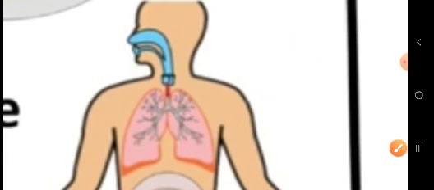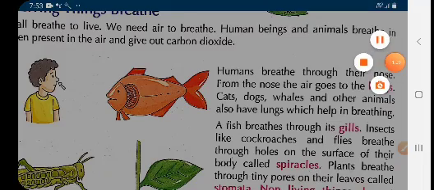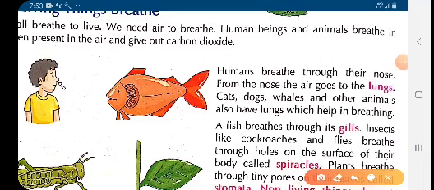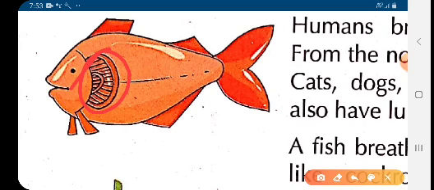Now there are some more animals such as cats, dogs, whales and other animals that also have lungs which help in breathing. Other than these, children, we can see some pictures here. Firstly, we'll see the picture of a fish. In the case of fish, children, fish have gills. These are gills. Fish use their gills to breathe.